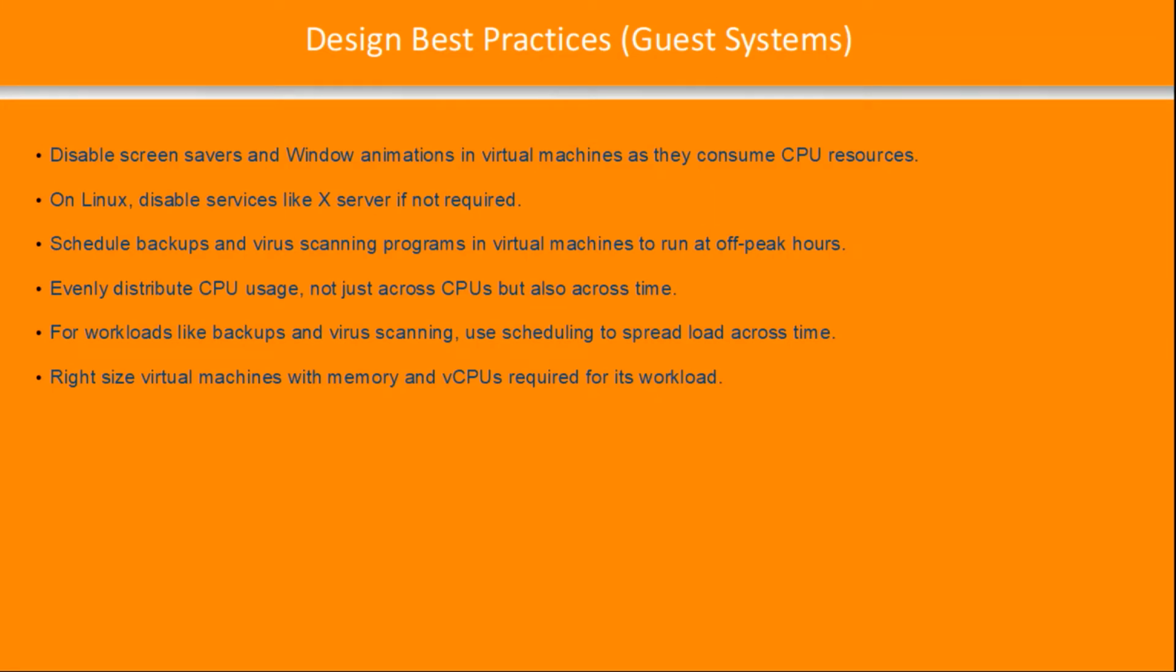Design best practices for guest operating systems include disabling screensavers and window animations in virtual machines as they consume CPU resources. On Linux, disable services like X server if not required. Schedule backups and virus scanning programs to run at off-peak hours. Evenly distribute CPU usage, not just across CPUs but across time as well. For workloads including backups and virus scanning, use scheduling to spread load across time.